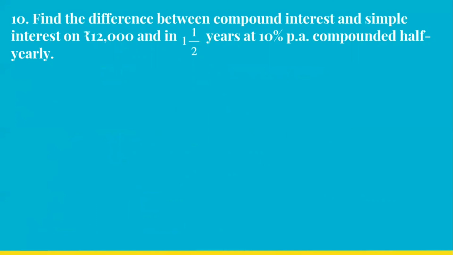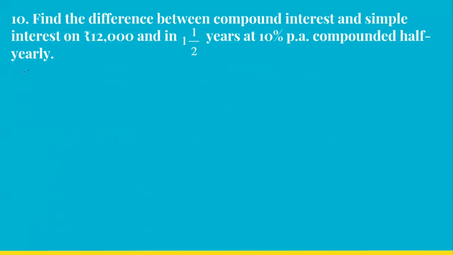Find the difference between compound interest and simple interest on rupees 12,000 in 1.5 years at 10% per annum compounded half yearly. Okay. So now there it was annually, here it is half yearly. So this is becoming more easy now.